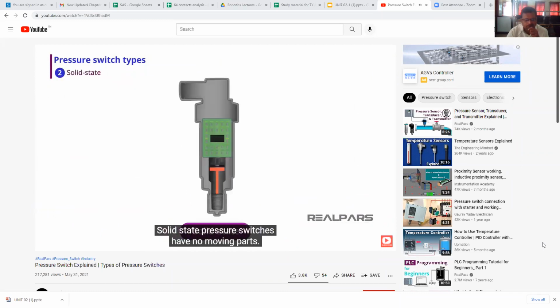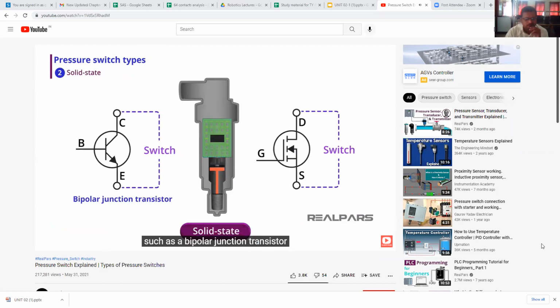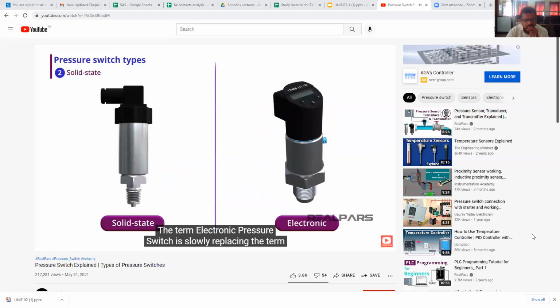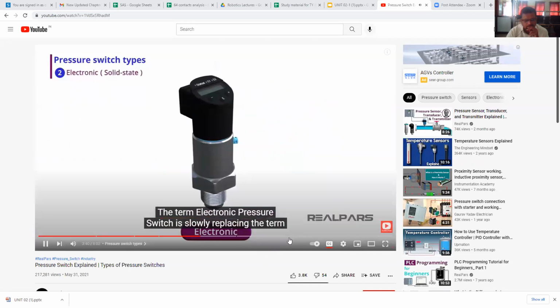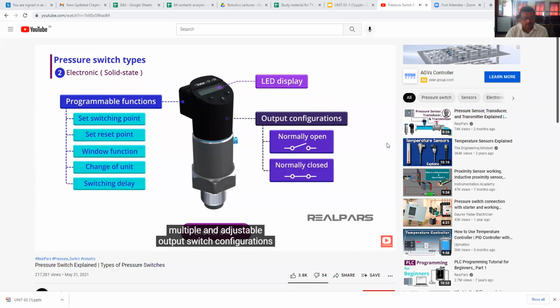Solid state pressure switches have no moving parts. Electrical switching is accomplished by operating a semiconductor device, such as a bipolar junction transistor or a field effect transistor. A typical transducer used on a solid state pressure switch is a strain gauge Wheatstone bridge. The term electronic pressure switch is slowly replacing the term solid state pressure switch. The electronic pressure switch is solid state, but much more versatile. It offers options such as programmable functions, LED displays, multiple and adjustable output switch configurations, such as normally open, normally closed, or both.